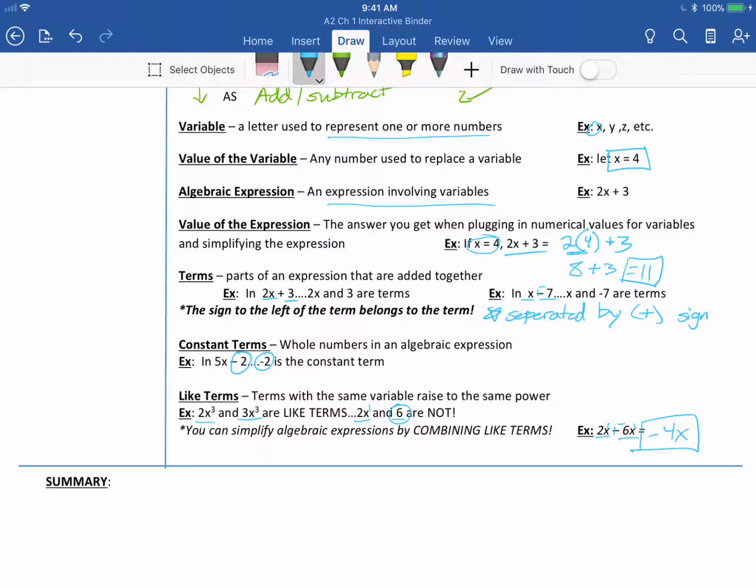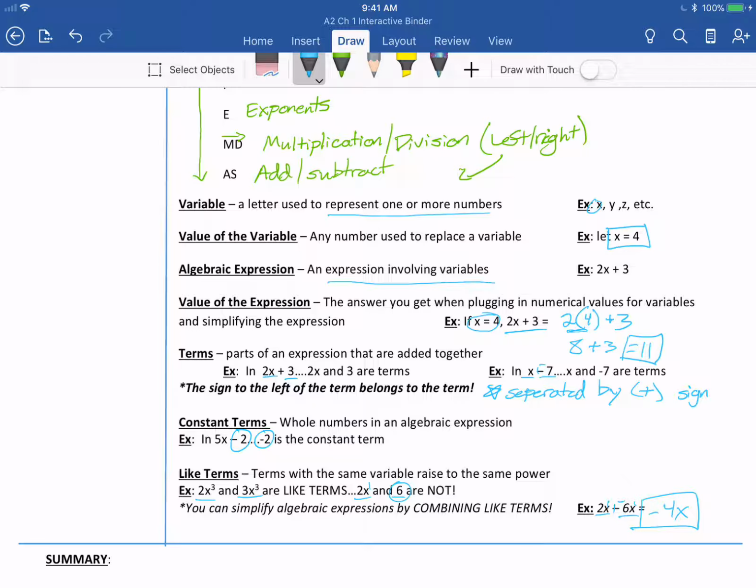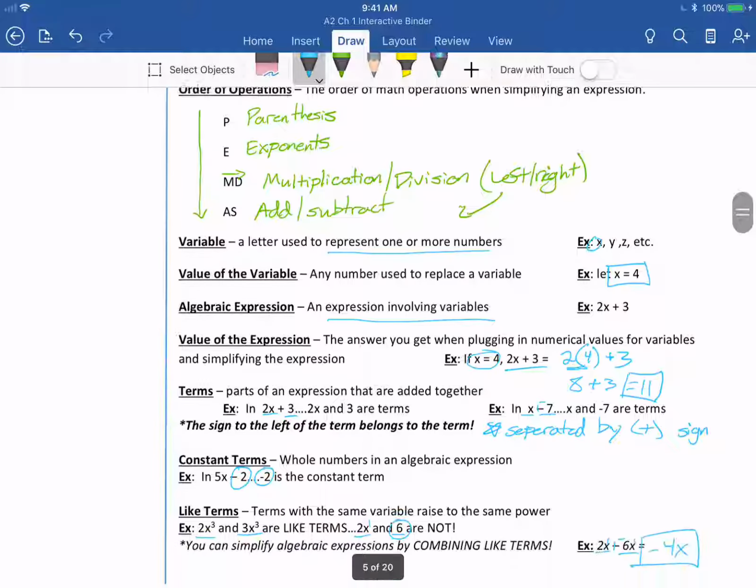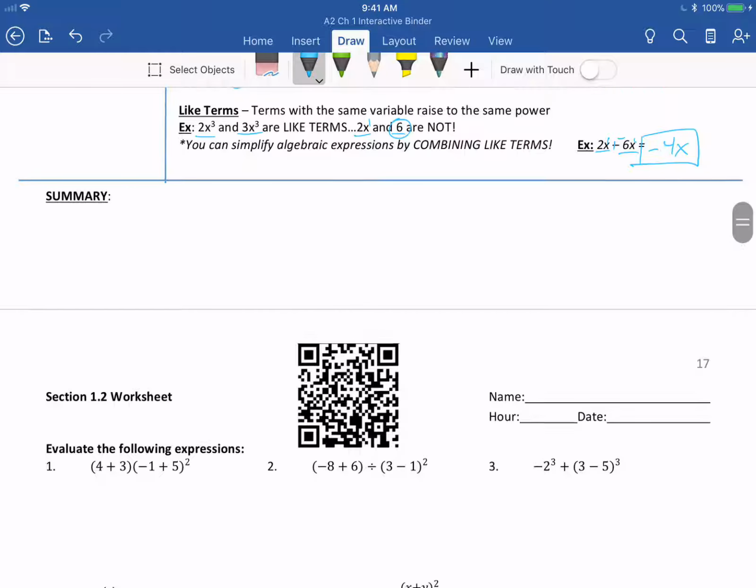All right. Perfect. Again, section 1.2, doing some of that order of operations there and see what we can get.